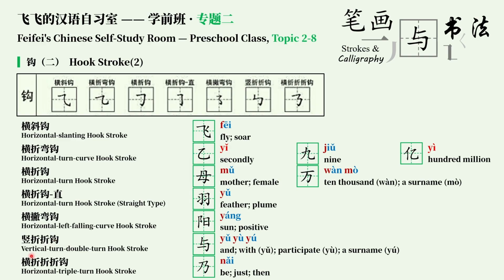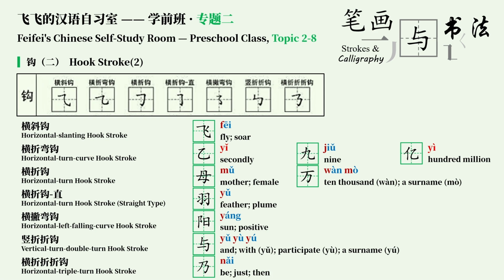竖折折钩 vertical turn double turn hook stroke. This stroke involves two turns: vertical, turn right, horizontal, turn down, vertical, upward hook. When writing, start with a vertical stroke downward. Pause to turn right, short horizontal segment. Pause again to turn down, another vertical segment. Then pause at the bottom and flick up to the left to form the hook. The two turns should be neat and the segments well proportioned.